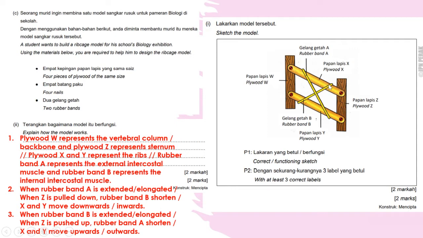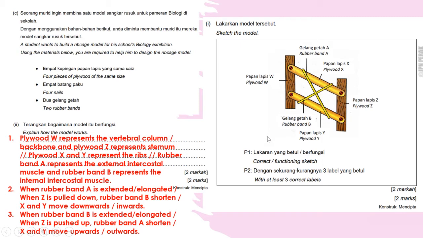Make sure after you sketch the model, you label all the materials used. This is plywood. This is referred to the rubber band. The plywood you can label as plywood A, plywood B, plywood C, and plywood D. But in the suggested answer, this is plywood W, X, Y, Z. And because there are two rubber bands, rubber band A and rubber band B.